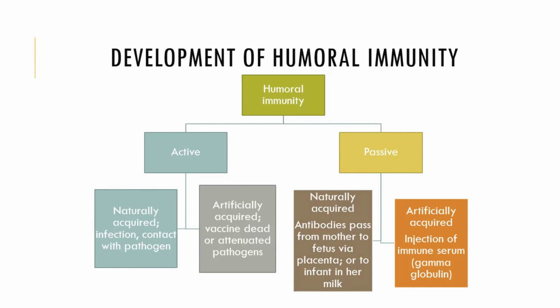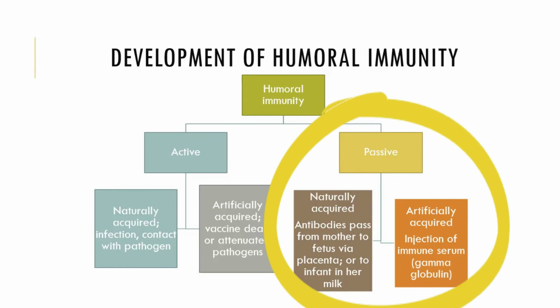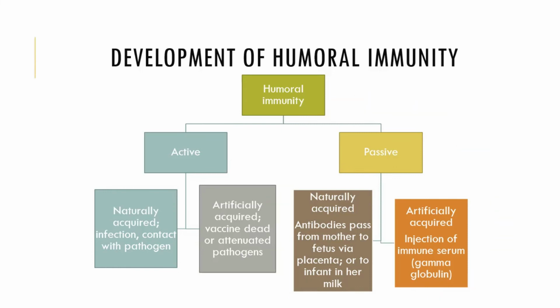And then we have the passive humoral immunity. Once again, we have the same terms: naturally acquired passive immunity and artificially acquired passive immunity. If it's naturally acquired passive, a person receives the antibodies from another person by participating in some sort of activity. An example of this would be an infant getting antibodies from their mother through suckling on breast milk. That would be a good example.